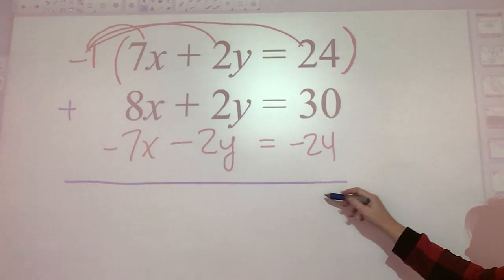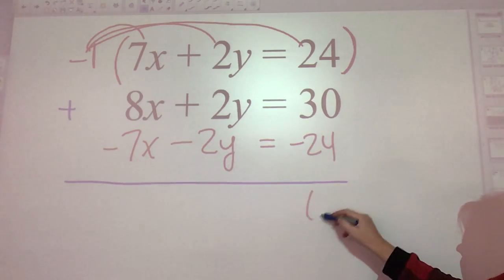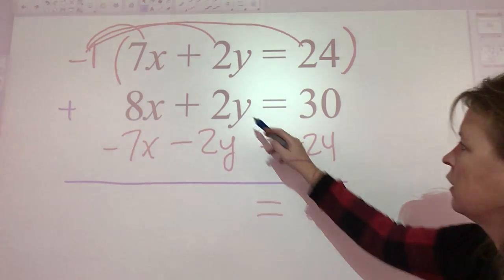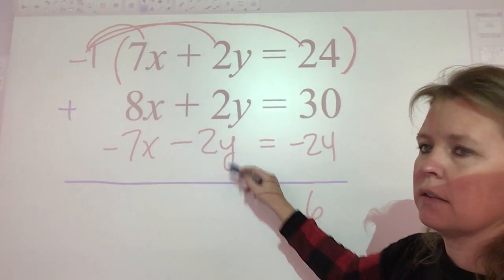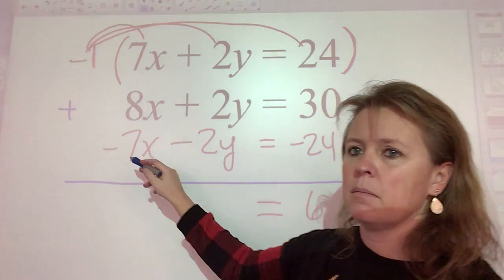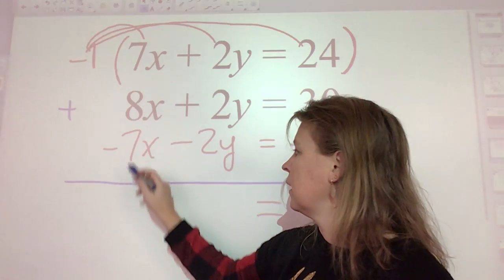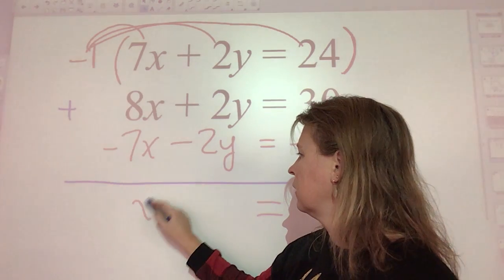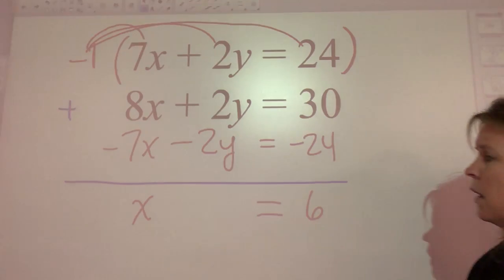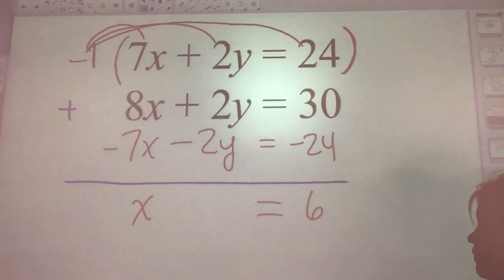Now you can add down. 30 plus negative 24 is 6. 2y plus negative 2y is gone. 8x minus 7x, or plus a negative 7x, is 1x. And because that's 1x, you're already done. You know that x equals 6.